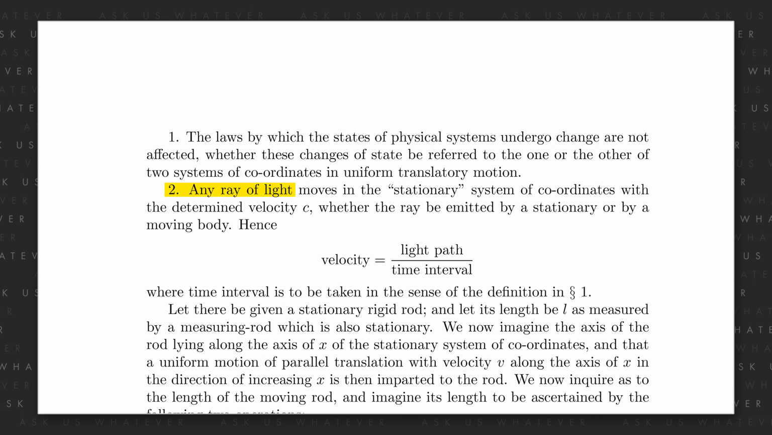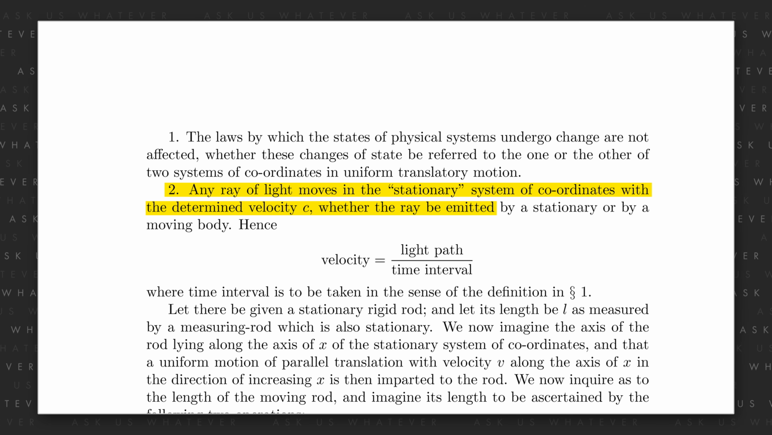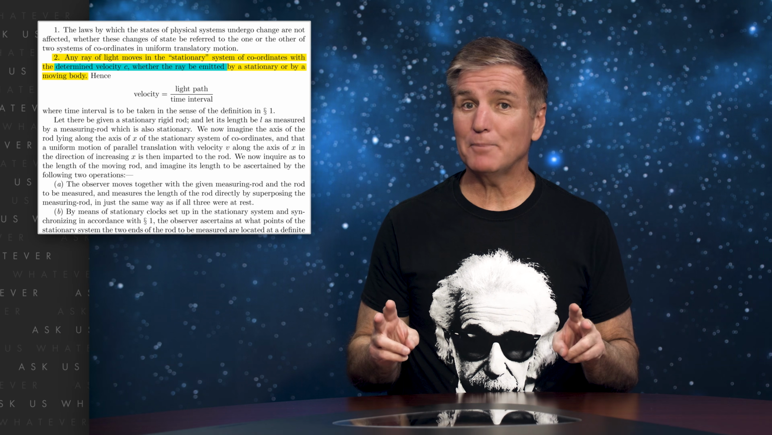You might think that this concept violates Einstein's second postulate of special relativity, but if we read that postulate carefully, any ray of light moves in the stationary system of coordinates with the determined velocity c, whether the ray be emitted by a stationary or by a moving body. It merely says that the total speed of light will be constant whether emitted by a stationary or by a moving body. Therefore, special relativity does not rule out the possibility that the emitting body contributes to total light speed, provided that total light speed in vacuum sums to speed c.